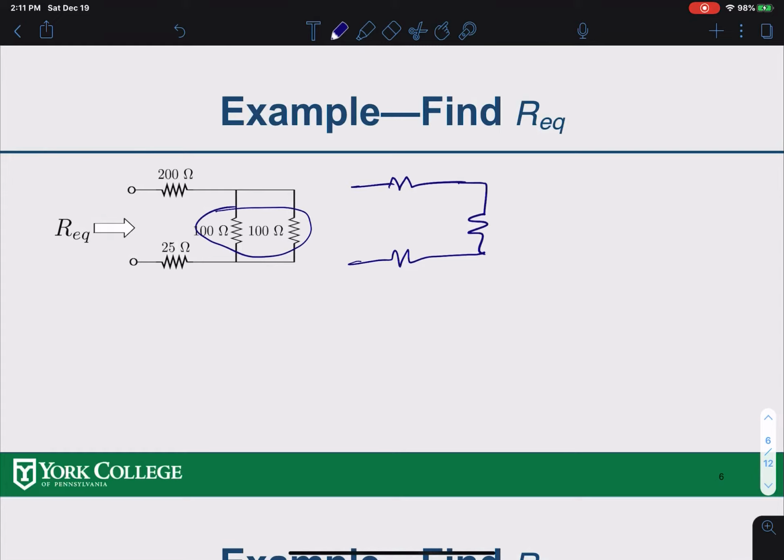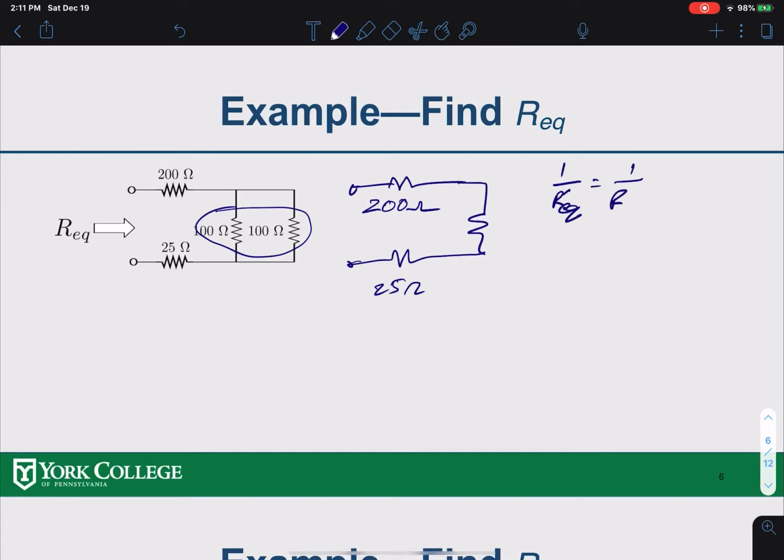So this resistance over here, I know this is the 200 ohm, and this is 25 ohm here. And now this is a combination of these two. So 100 and 100, if we combine them in parallel. So let's see what that looks like. So let's say it is R equivalent prime, for example.